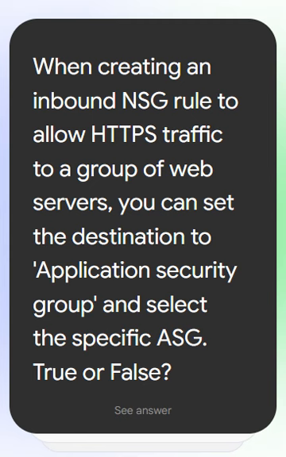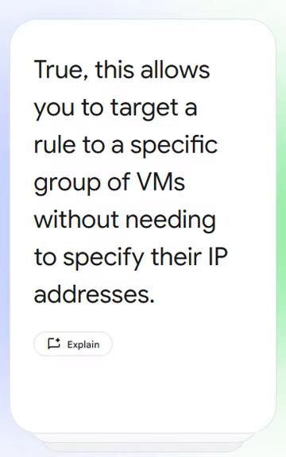When creating an inbound NSG rule to allow HTTPS traffic to a group of web servers, you can set the destination to application security group and select the specific ASG. True or false? True. This allows you to target a rule to a specific group of virtual machines without needing to specify their IP addresses.